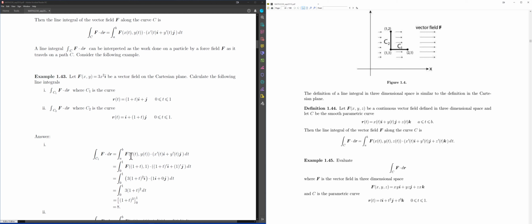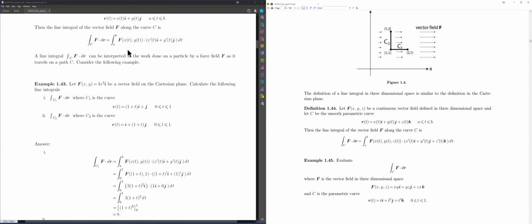So everywhere in this expression, you're going to replace by the x of t and the y of t, which comes from your parametric curve that is given to you. So this is a line integral of a vector field in the plane, when your parametric curve over here is in the plane also.